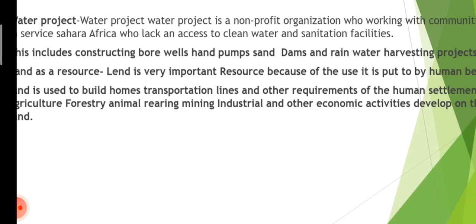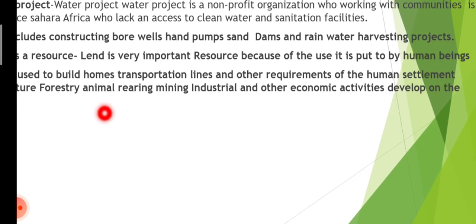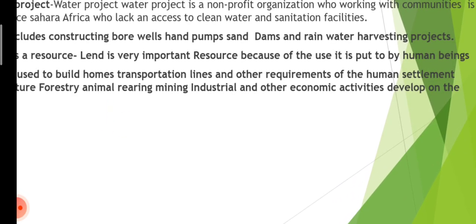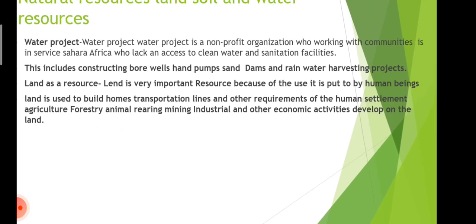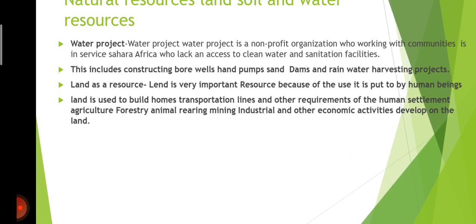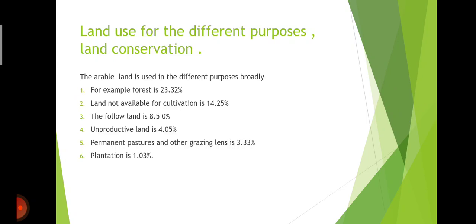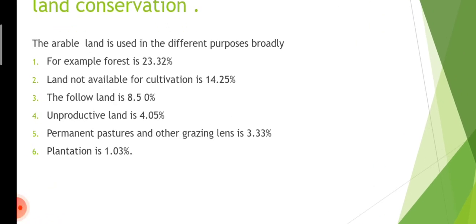Agriculture, forestry, animal rearing, mining, industrial and other economic activities are done on the land. So it is very important. Now we will see land use for the different purposes and land conservation.